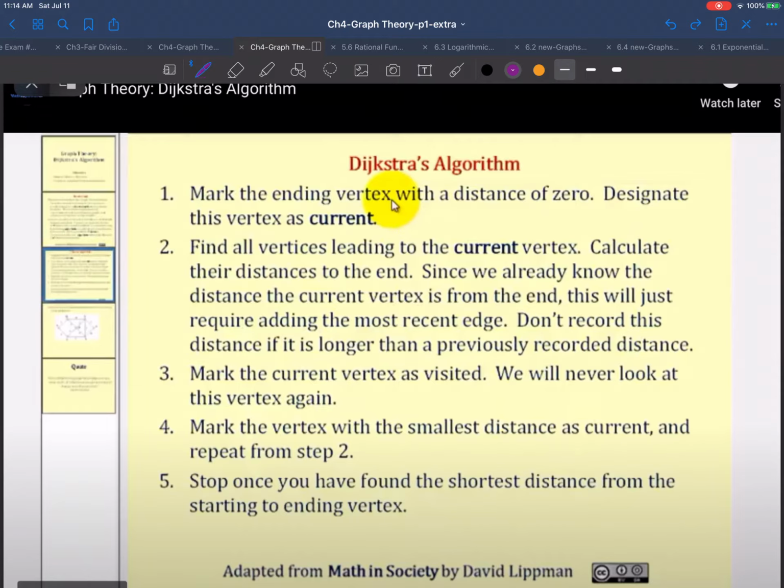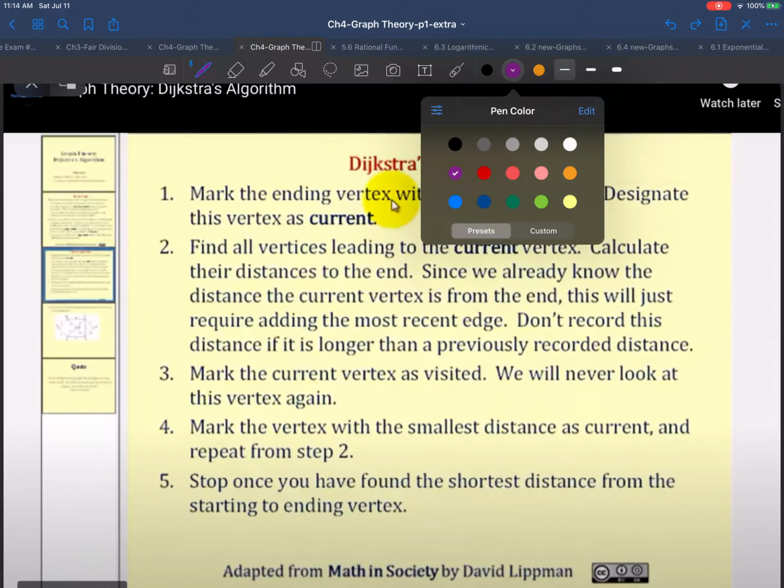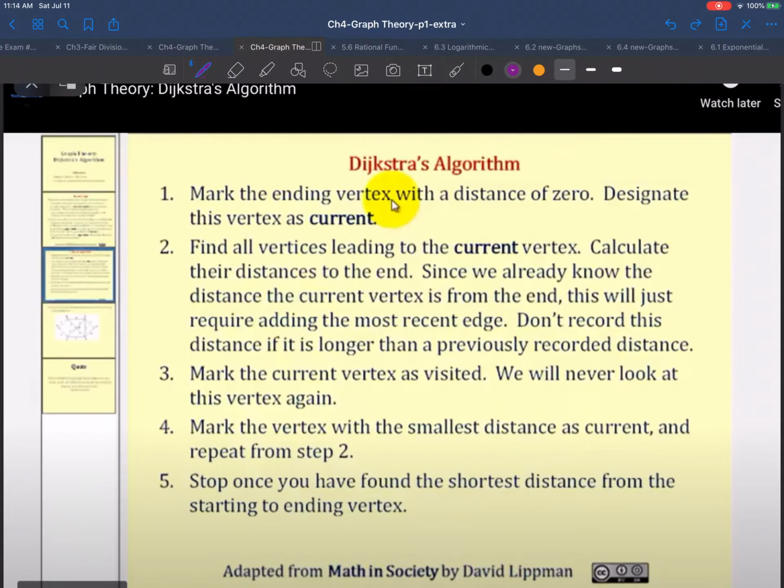So let me read it, and I know math definitions are crazy when you read them. Let me just read it once, and then I'll go back and try to make sense out of it for you. We'll actually do it. Okay, so what does it say? Mark the ending vertex with a distance of 0. Designate this vertex as current. So let's go do that.